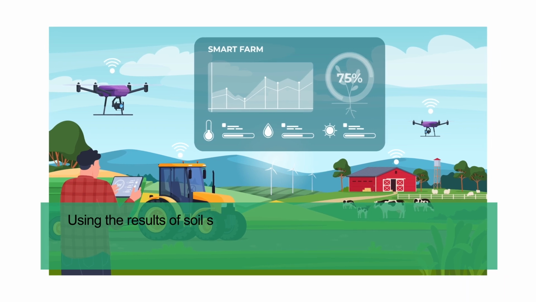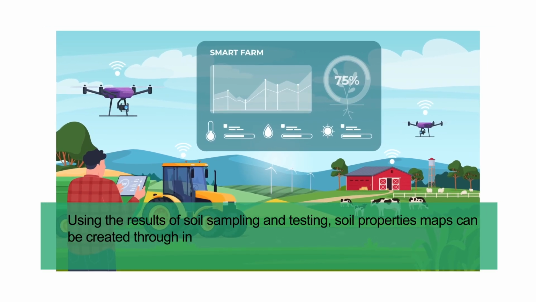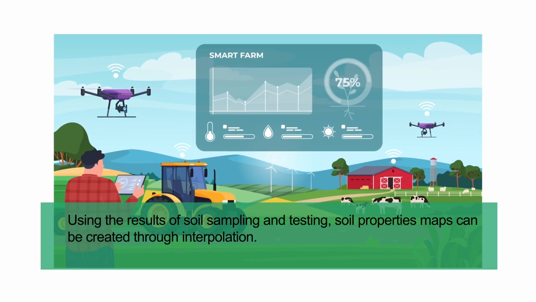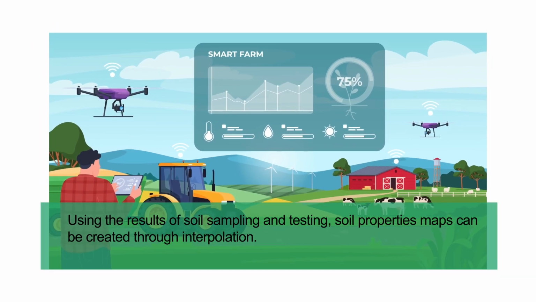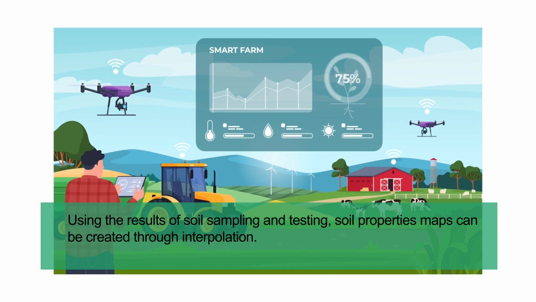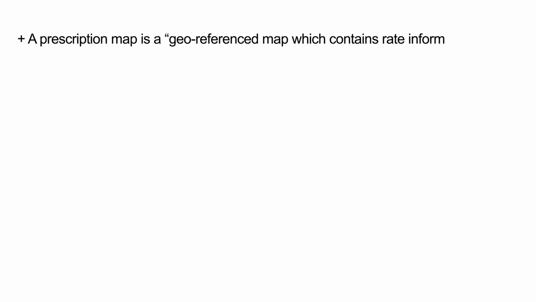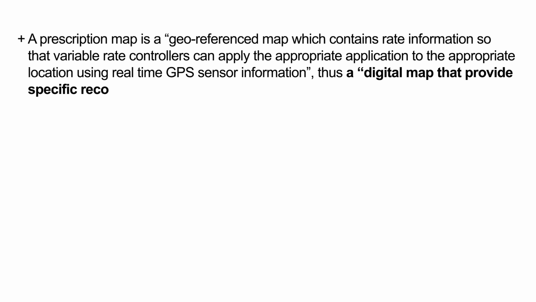Using the results of soil sampling and testing, soil properties maps can be created through interpolation. These maps are then used to generate prescription maps for variable rate fertilization, a key aspect of PA. A prescription map is a geo-referenced map which contains rate information so that variable rate controllers can apply the appropriate application to the appropriate location using real-time GPS sensor information.